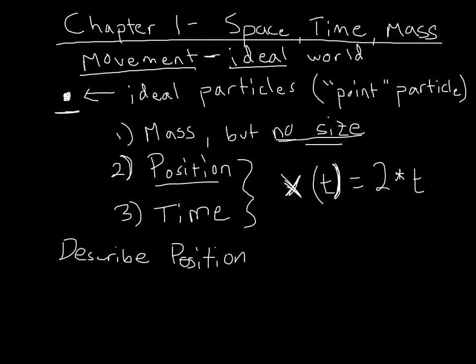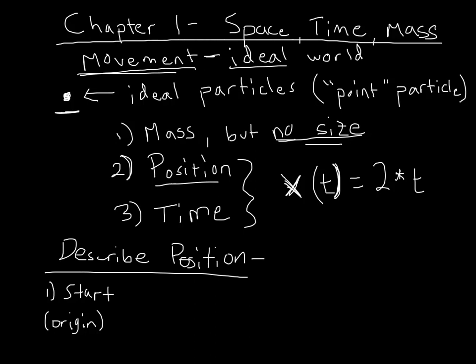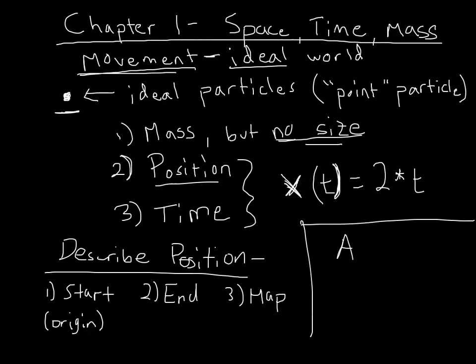To describe a position, where something is, how something's moving, where it's going, we need a couple of different things. We need a starting point, also known as an origin, where we're going to begin. We need an endpoint. And we need a map so that we know the route that we can take. So if I ask the specific question, how do I get from Arlington to Georgetown?